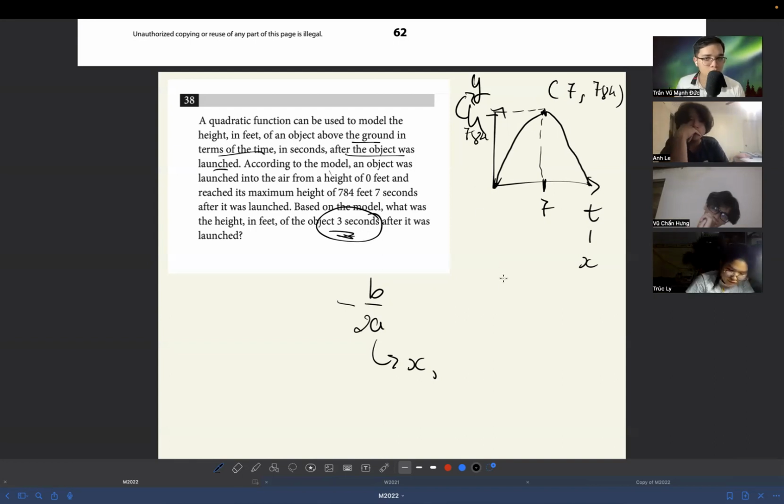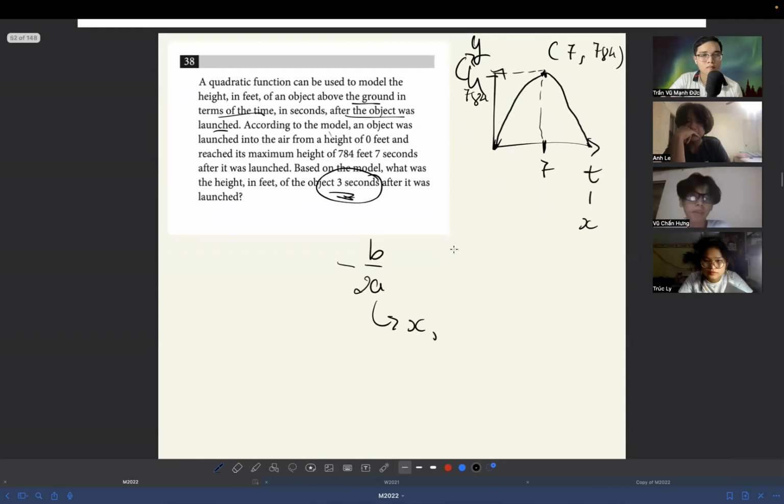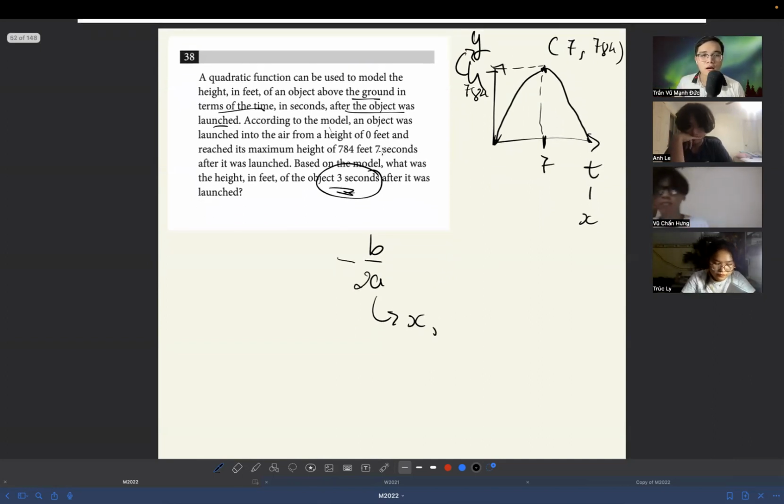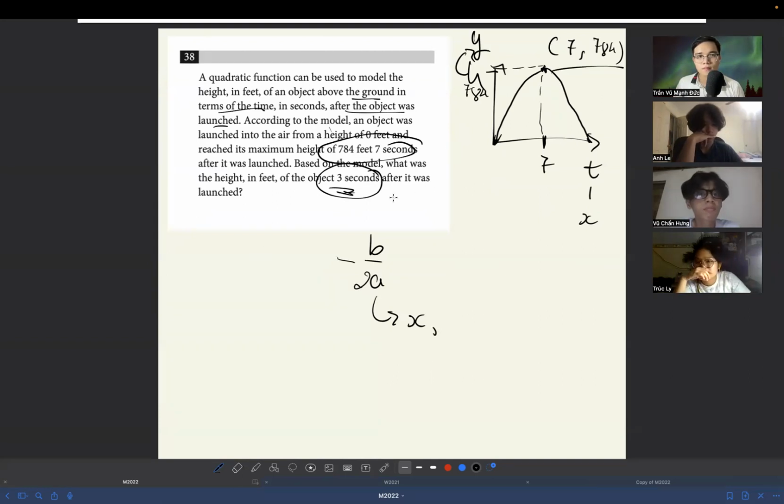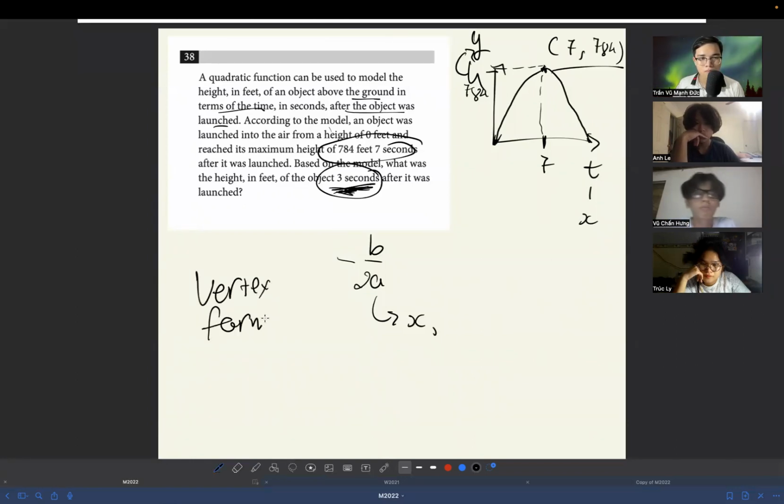All right, we're running out of time, so I'm going to have to answer it myself. If you have the coordinates of the vertex, and you need to calculate the height 3 seconds later, which is to plug into the equation. If you want to plug into an equation, you have to have the equation itself. So how can you find out the equation? You have the vertex form of a quadratic equation.